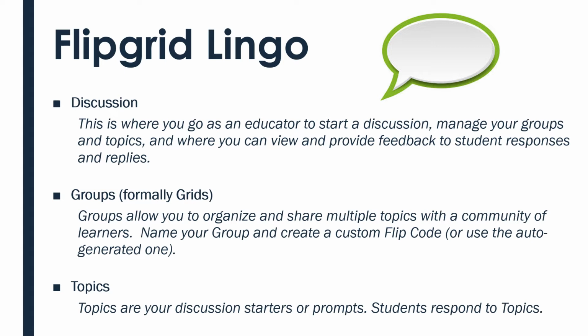Inside the Discussion, you'll notice that there are two tabs, a Groups tab and a Topics tab. The first one we'll talk about is groups. This is formerly what was called grids. Groups allow you to organize and share multiple topics within a community of learners. You can name your group; it could be the name of your class, like Mrs. Holland's fourth grade, or it could be something specific, like book clubs. Just name your group.